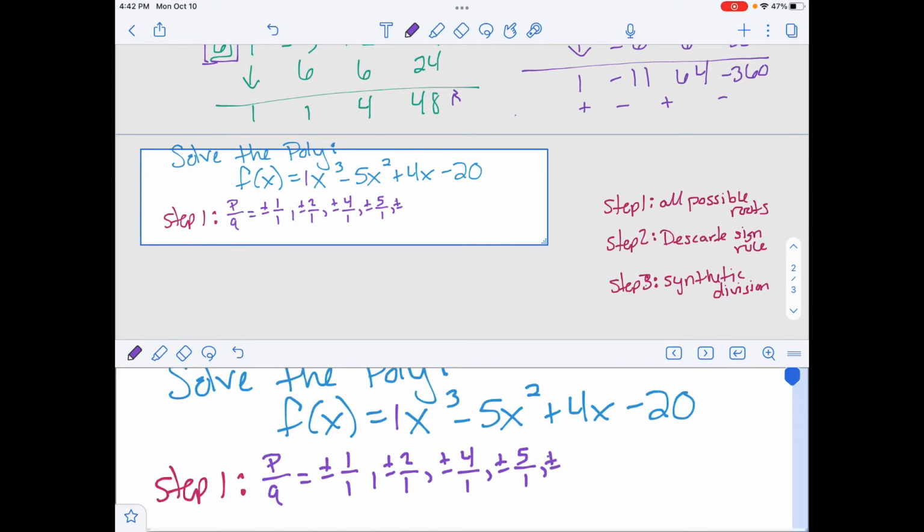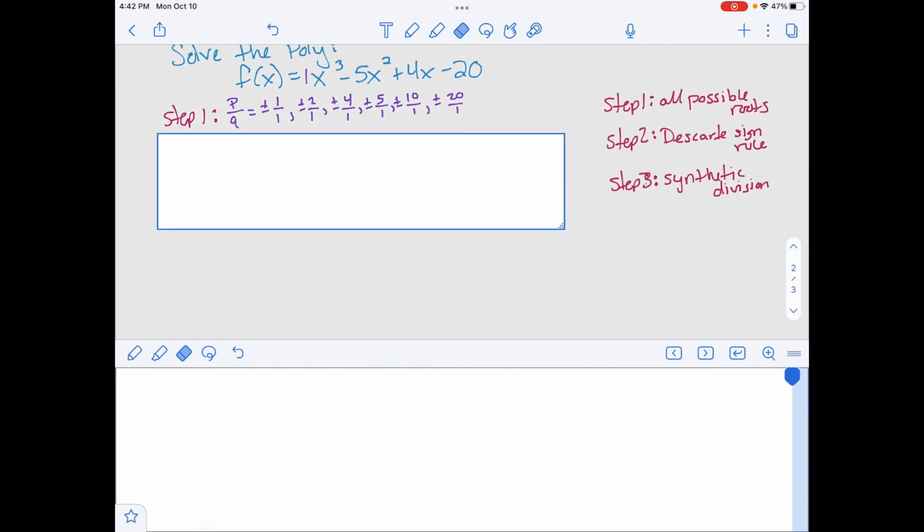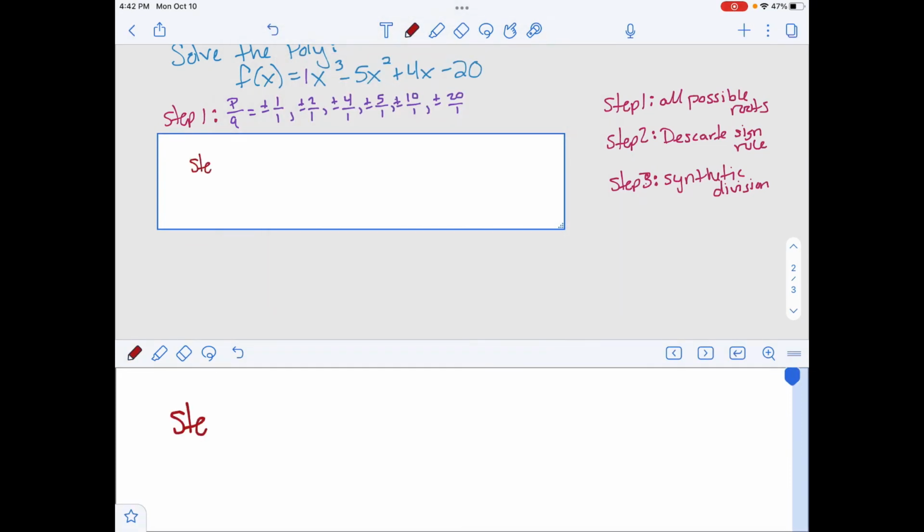And don't forget about the 20. So 20 over 1, and 10. Woo, there's a lot. So there's all of our options for synthetic division, all options of factors. That's a lot. Let's see if we can break it down. So if we come down here, let's see if we can simplify it a little more. So now we're going to do step 2.